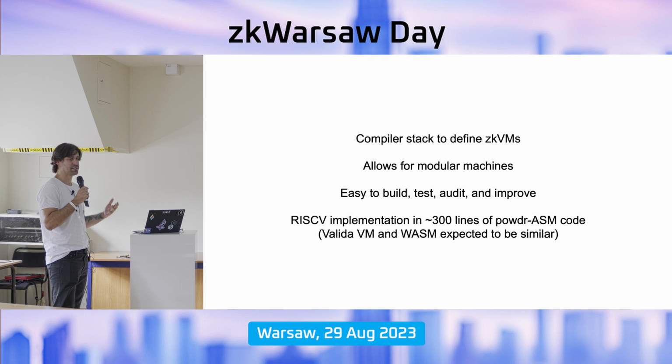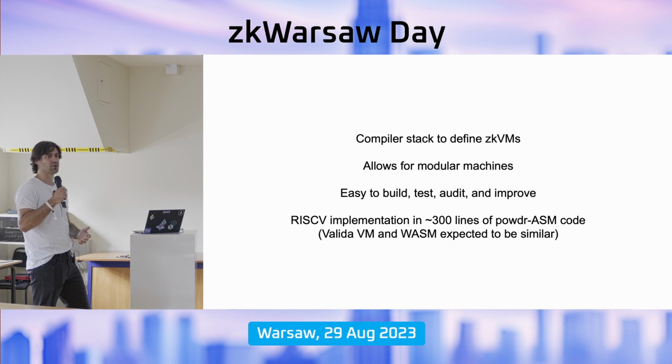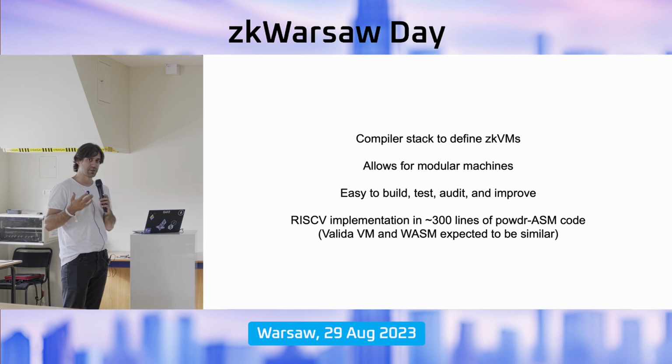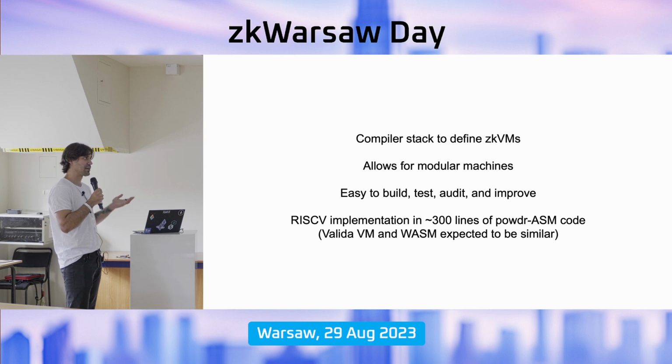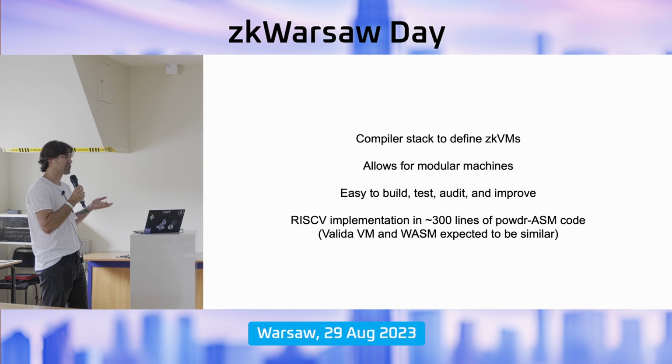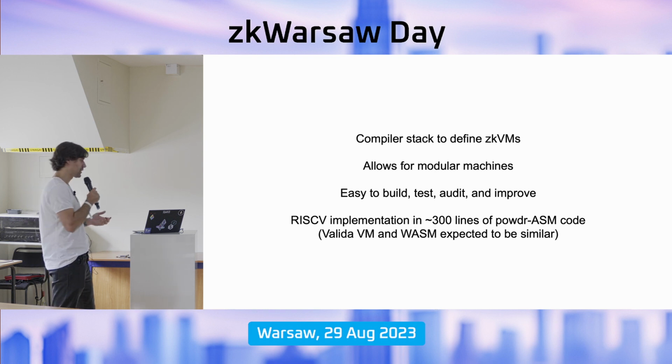These modular machines basically meaning low-level coprocessors or Merkle trees, which are kind of like in between, or even higher-level things. And the main advantage of doing all these things in a language-based approach is that it's much easier to build, test, audit, and improve over time when you're doing iterations. And as a proof of concept, the first VM we wrote was the RISC-V implementation, which takes about 300 lines in our assembly language. And ValidaVM, which is actually in progress, is expected to be very similar, in which you could reuse a lot of the code in the Powdr assembly.